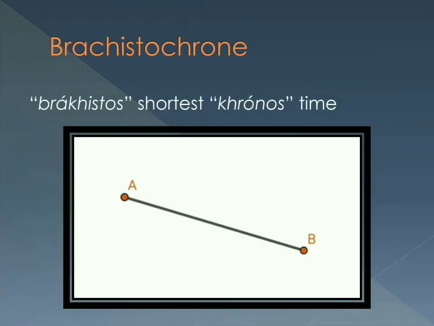The term derives from Greek. Brachistos means shortest, chronos means time. For example, a ball moves under just the effect of gravity from A to B. The straight path's traveling time should be the shortest, isn't it?